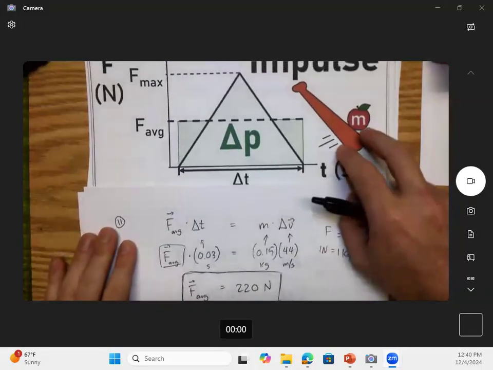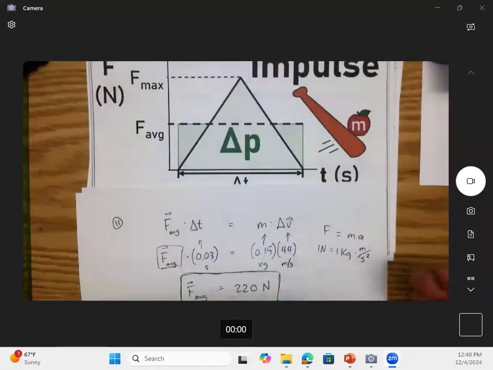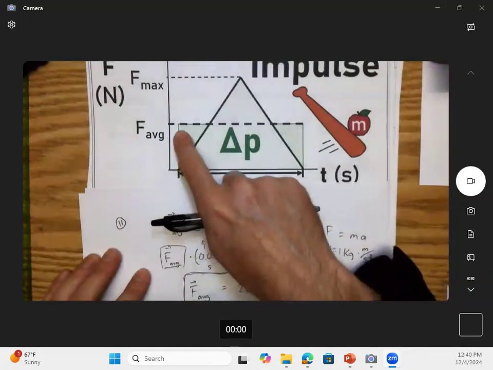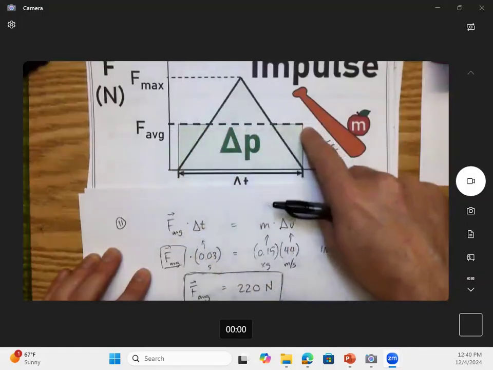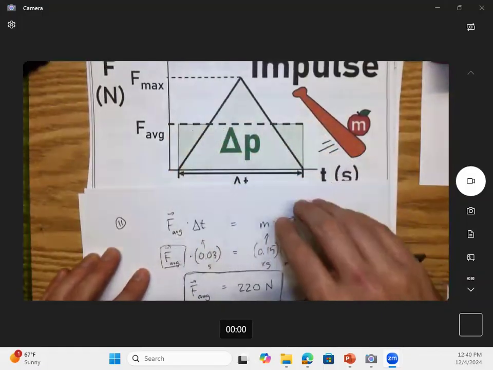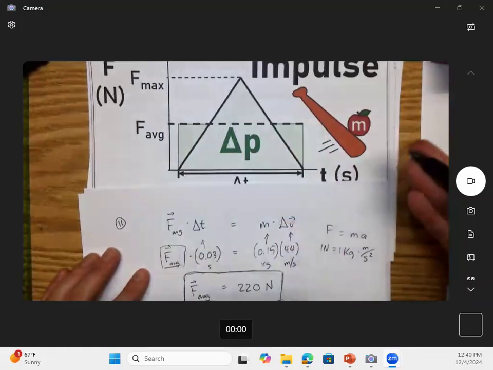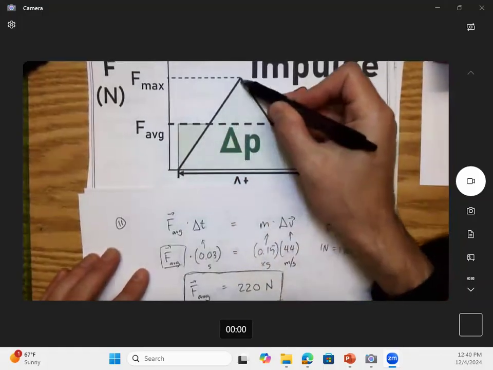Now, if it was a constant force, then that would be also true. The constant force would be the average force, and it would be like a flat line, and then the area under the curve would be a rectangle. That'd be all good to go. But I said that's not normally how this plays out. Normally, it's actually like a triangle graph, right?